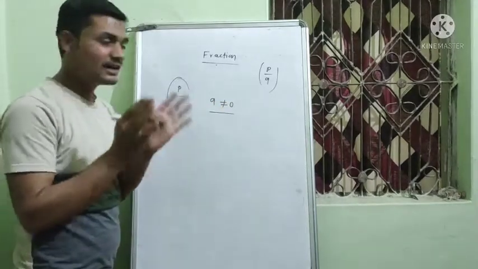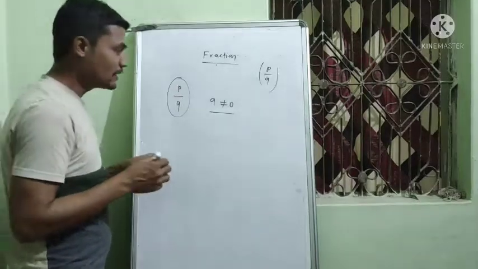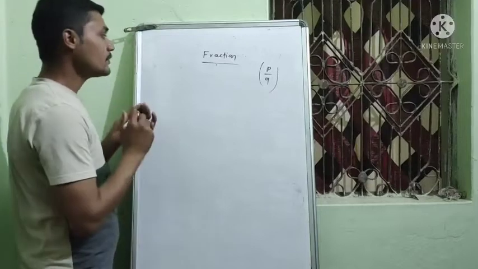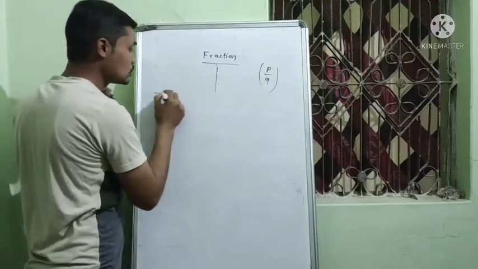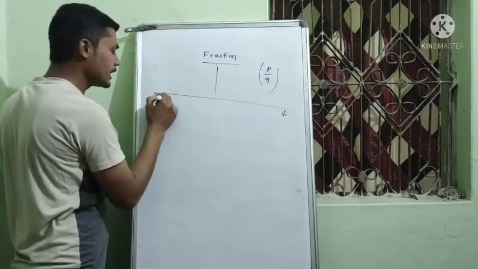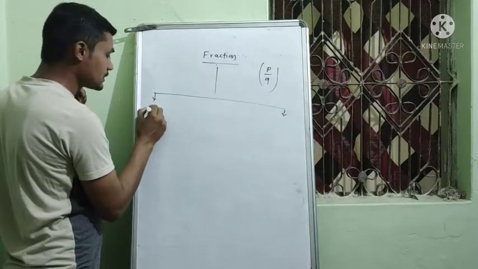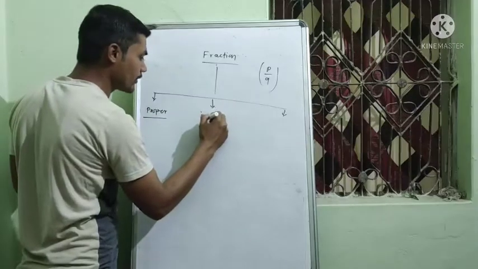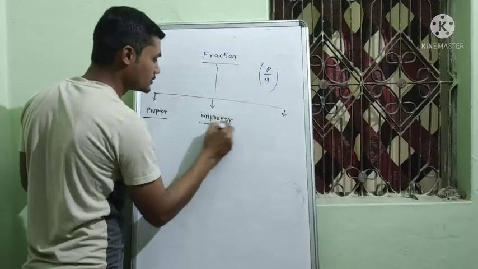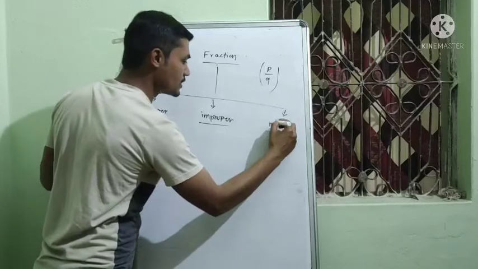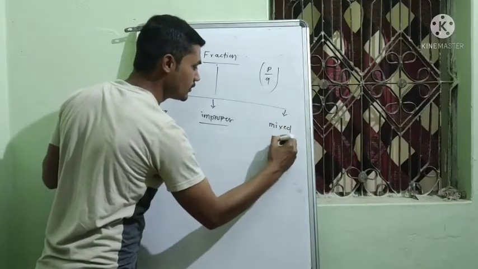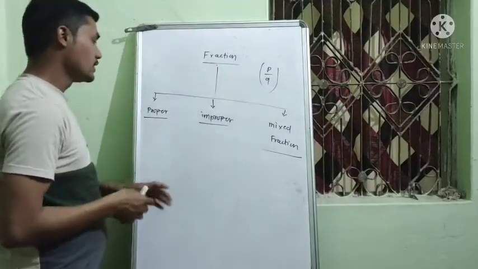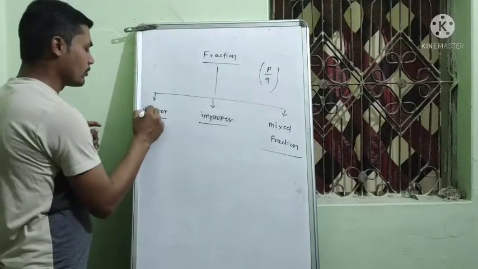Okay, hope you understand. Now we move to another aspect of the fraction, and we discuss the types of fractions. A fraction is mostly of three types. One is the proper fraction, second is the improper fraction, and third is the mixed fraction. Okay, let's discuss. We start with the proper fraction.